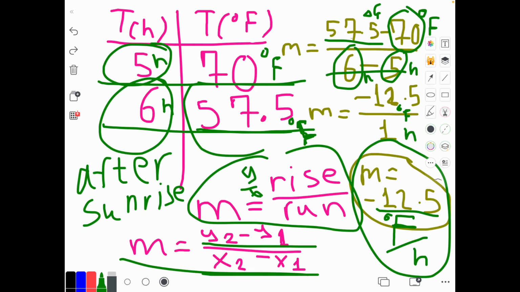Now we get negative 12.5 degrees Fahrenheit over 1 hour, which means our slope at the time that we have 6 hours after sunrise is going to be negative 12.5 degrees Fahrenheit per hour. So at each hour we're going to have negative 12.5 degrees Fahrenheit of decrease.